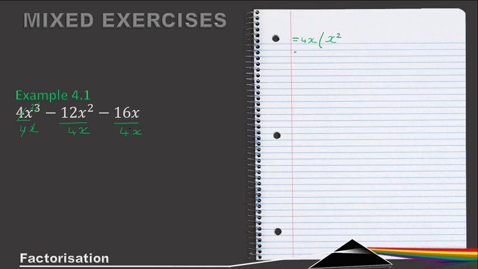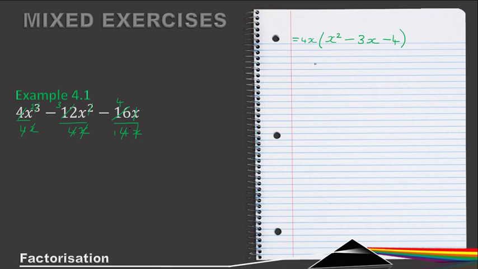And then moving on to the next term, we have a negative there. And 4 goes into itself once, into 12 3 times. This x and that x cancel. So we're left with 3x, because there's two x's and there's 1 at the bottom. Then for the final term, we've got a negative. 4 goes into itself once and into 16 4 times. These two x's cancel, so we are left with 4.